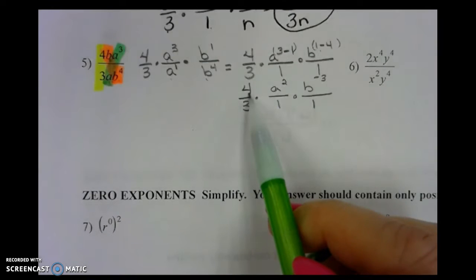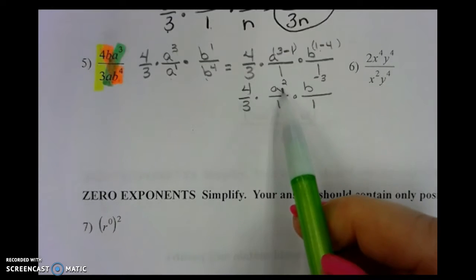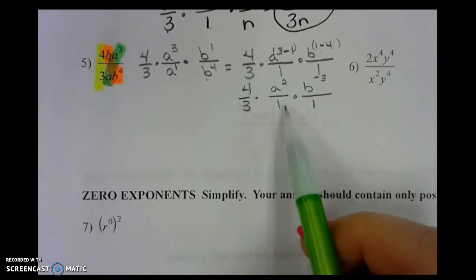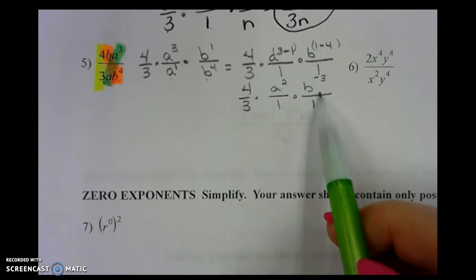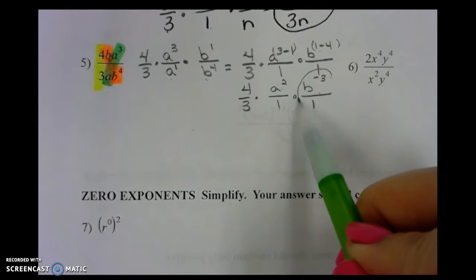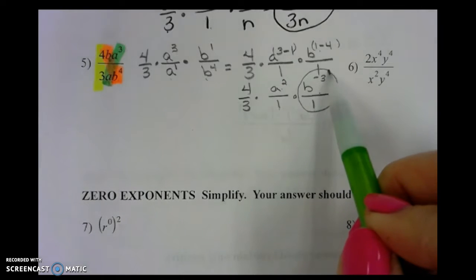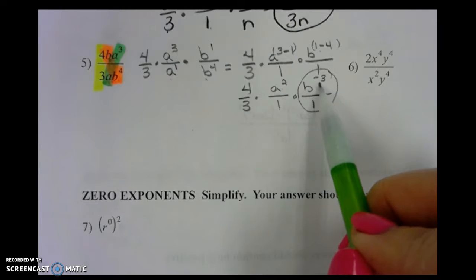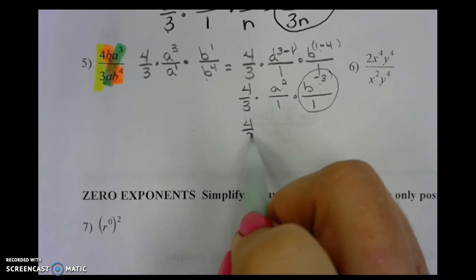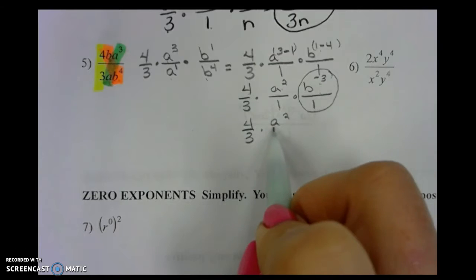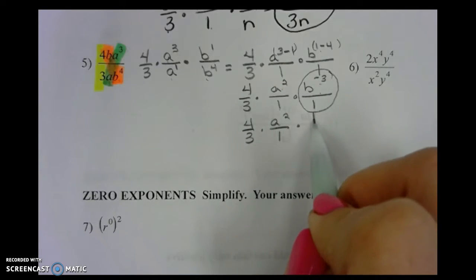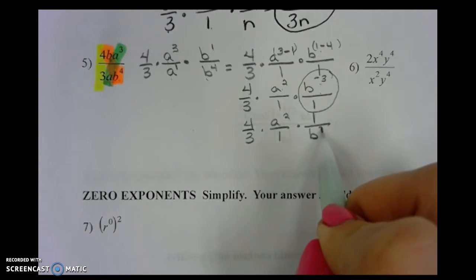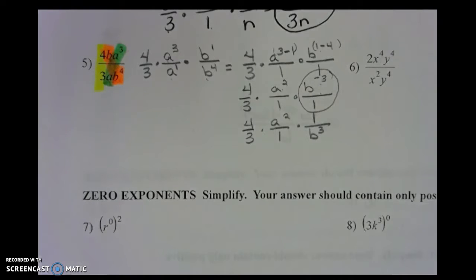Now, the 4 is fine, the 3 is fine, a squared is fine, the 1 is fine, but b to the negative 3 is not okay. We're going to take the reciprocal of this entire fraction. That will make the negative 3 exponent positive. So 4 over 3 times a squared over 1 times 1 over b to the now positive 3.